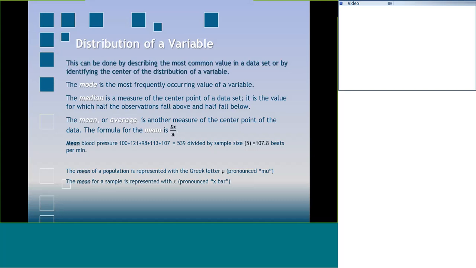We then divide that value by our sample size to get a mean blood pressure of 107.8. Unlike the median, the mean is influenced by extreme scores. If the last value of 121 was changed to 150, the mean of this data would increase to 113.6. So you have to be careful when extreme scores are present.